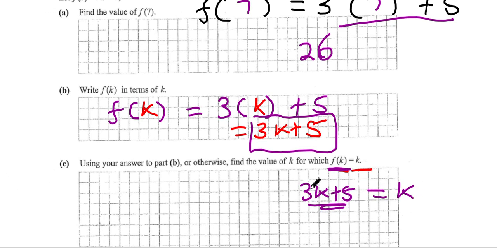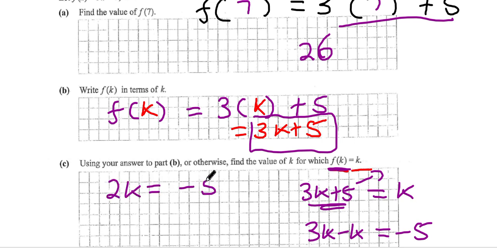So I'm going to solve this. Bring the k out the other side. We got 3k take away k. Bring the 5 over the other side. What do we get now? 2k equals minus 5. And k equals minus 5 over 2.